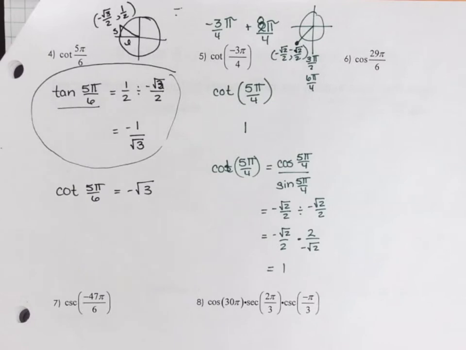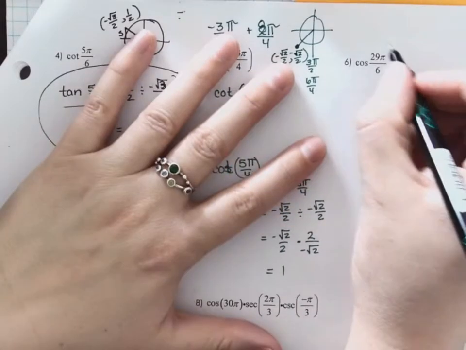All right, cosine of 29 pi over 6. So what am I going to do here? Try to do full rotations to find the right one. Okay, so Cam is already on it. He's saying that I want to find where I am on the unit circle in one rotation. Because I know that this has many in it.